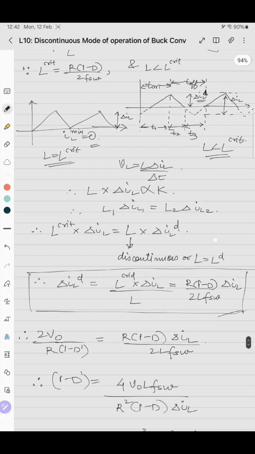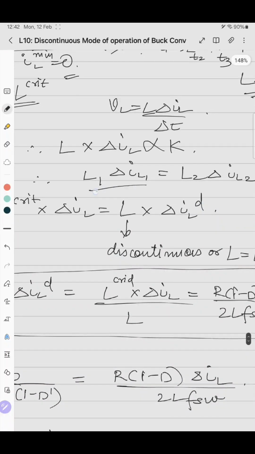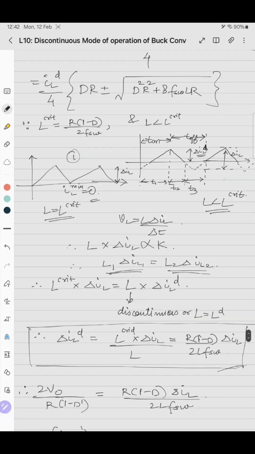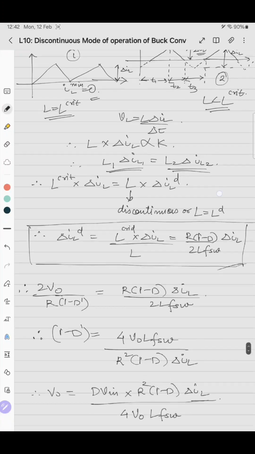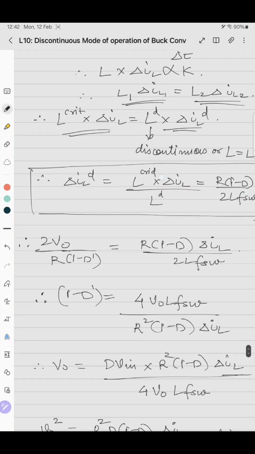So we can write VL is L into delta IL by delta T. If we assume that VL and delta T are constant for a given on time, we can say that L into delta IL is constant. Therefore L1 into delta I1, let's say this is for one case, equals L2 into delta I2, this is for the other case. Case 1 is for critical conduction mode, case 2 is for discontinuous conduction mode. So L critical into delta IL will be L or LD, you can write. So here L equals LD, remember.